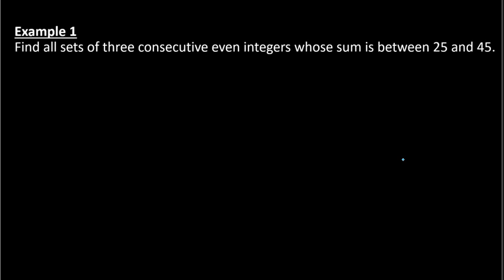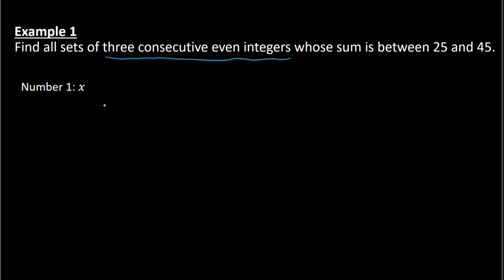So the first word problem, we are told to find all sets of 3 consecutive even integers whose sum is between 25 and 45. So to begin, I want to establish my variables. And that should be the first thing you do for any word problem. Figure out what you are trying to find. So here what we're trying to find is sets of 3 consecutive even integers. Alright, so we have 3 numbers. So the first number we can let be represented by the letter x.